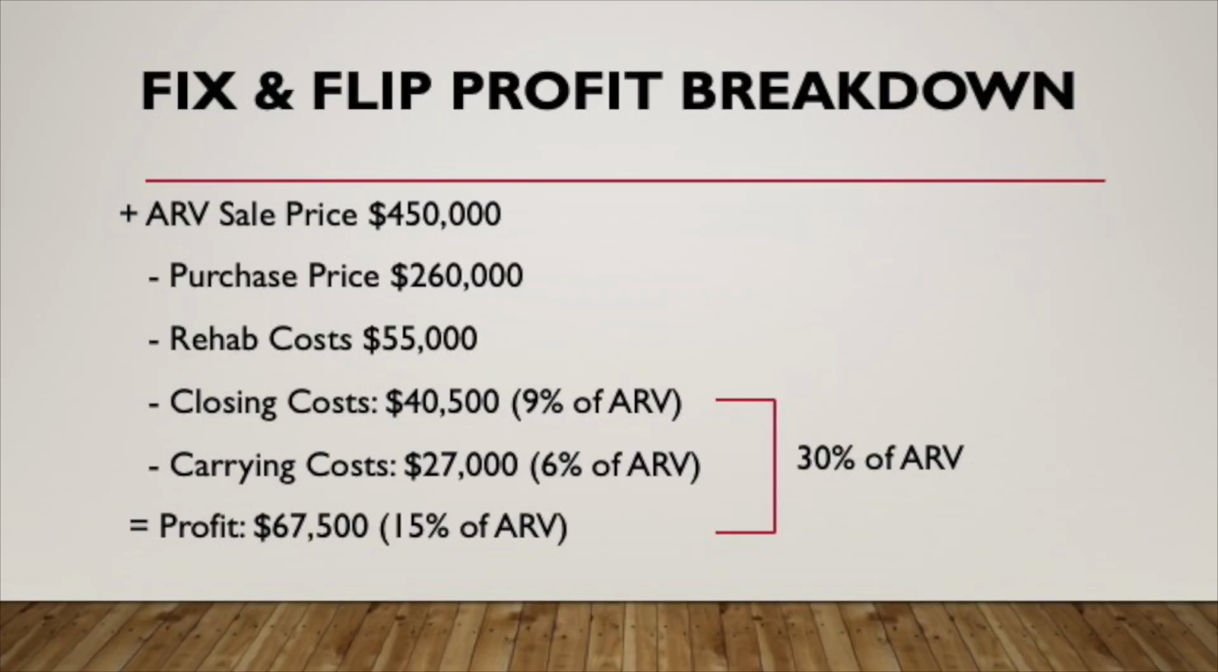Knowing these numbers, you can create a formula to determine the desired buy price when making offers on deals. This is known as the 70% formula. Now, since closing costs are 9% of ARV, carrying costs are 6% of ARV, and profit is 15% of ARV on average, then before doing anything else, you need to take 30% off the top on every deal. So before we even spend a dime rehabbing the house, we need to buy the property for 30% below ARV or 70% of ARV. Then subtract the rehab cost to get the desired buy price.